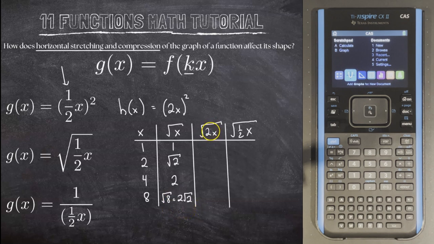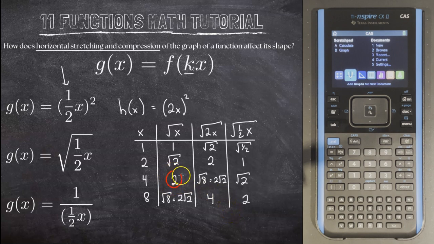Now, when we first multiply x by 2 and then take the square root, we start with a value of root 2. And then we have 2. And then root 8, which is 2 root 2, and then 4. It's an interesting pattern. And finally, over here, we have the square root of 1/2, 1, root 2, and 2. Again, an interesting pattern. Let's take a look at what this pattern shows us.